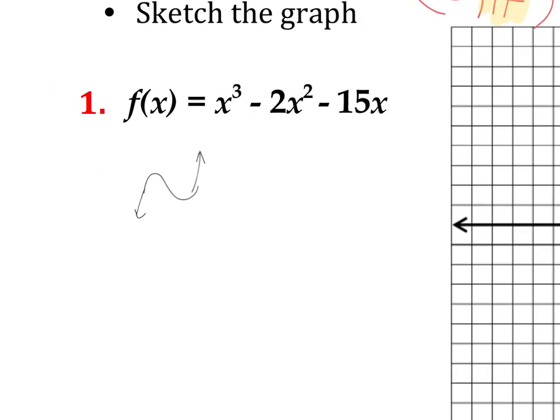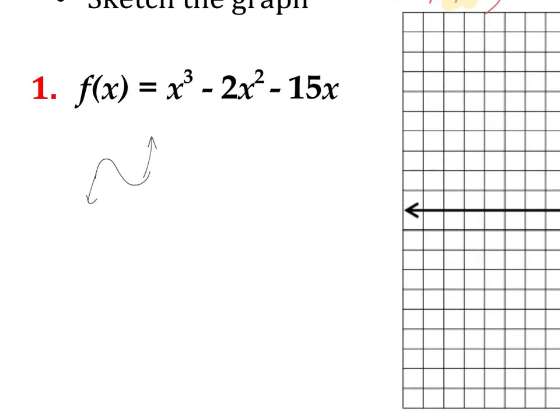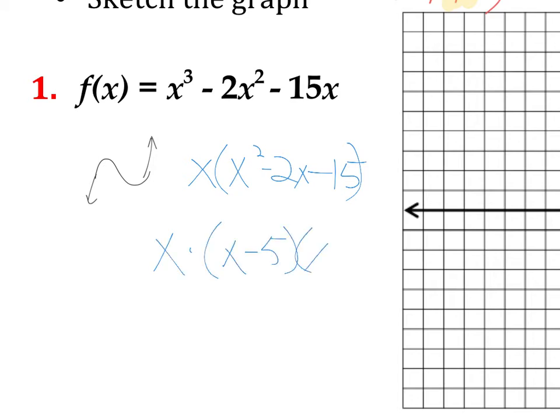Now we need to factor. Always start by taking a GCF out, in this case just a 1x. And I'm left with x squared minus 2x minus 15. We'll continue to factor. Numbers that multiply to be a negative 15 but add up to a negative 2. I'm getting x minus 5 and x plus 3.